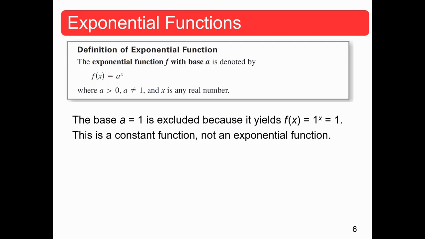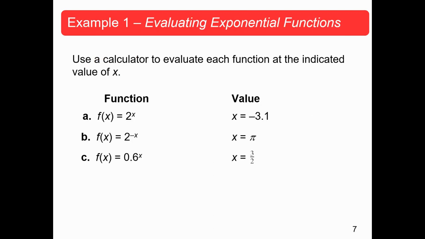One thing you should pay attention to is that a is not equal to 1 in this situation, because 1 to any power is always going to be 1. So it can be any number greater than 0, but not 1 is the one exception. Let's look at a couple of examples.